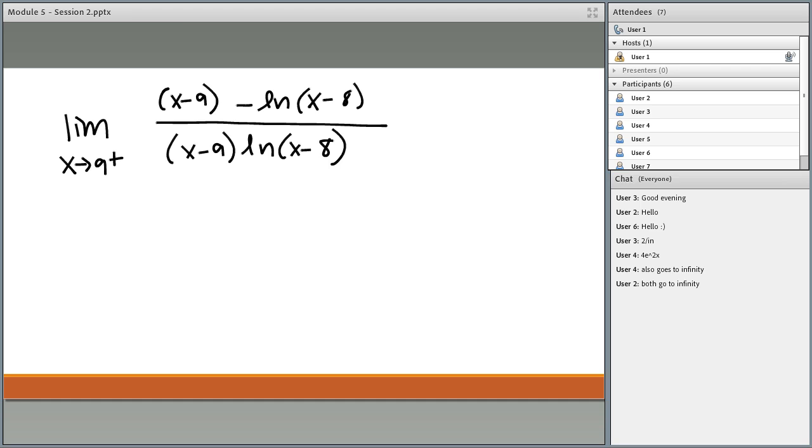So if we apply L'Hopital's rule now, well, before we do that, if we tried to do a direct substitution, in the numerator we would have 0 minus the natural log of 1, so 0. In the denominator we'd have 0 times the natural log of 1, which is also 0. So if we just tried to do a direct substitution, we get 0 over 0. And this is one of our indeterminate forms. So what we can do is we can apply L'Hopital's rule at this point.